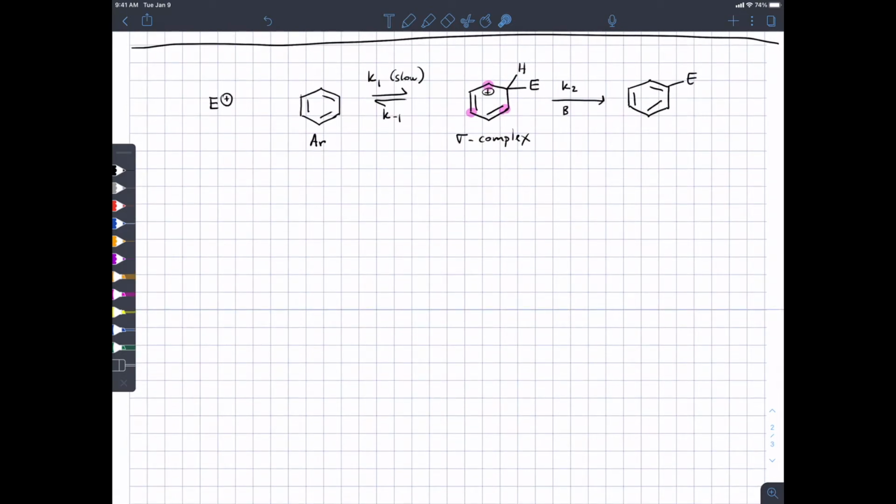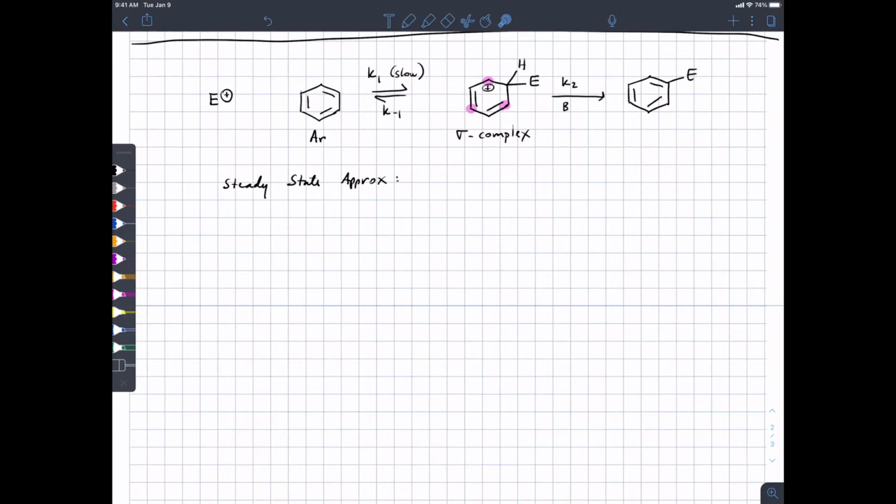So if you use the steady state approximation, it's basically a situation where the sigma complex is the intermediate. And the rate of product formation here is k2 times the concentration of base times the intermediate concentration. You can come up with a rate law, and I won't derive it, but you could do it using the steady state approximation that looks like this. You've got k1 and k2 figuring in there. You've got the arene, you've got the electrophile, you've got the base, and then in the denominator you've got k minus 1 plus k2 times B.